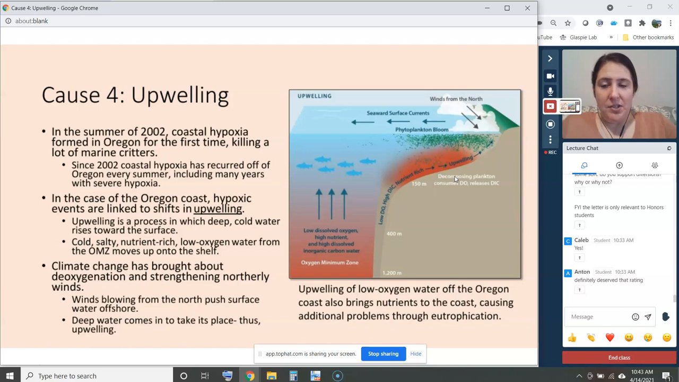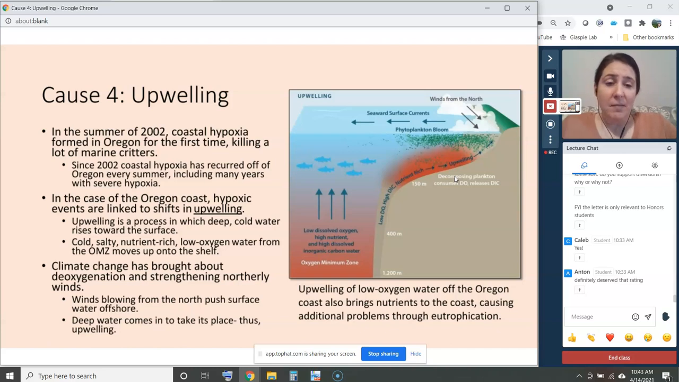In the summer of 2002, there was a brand new coastal hypoxic zone forming in Oregon for the first time. It surprised a lot of people, killed a lot of marine animals, including a very important Dungeness crab fishery there. The fishery still exists, but now they have to contend with coastal hypoxia that recurs every single summer since 2002.